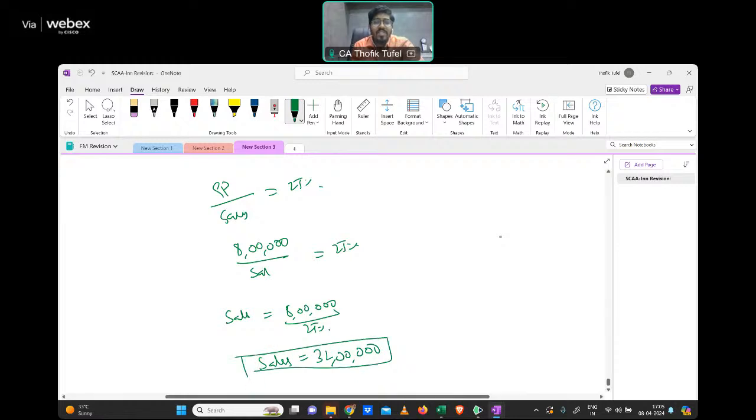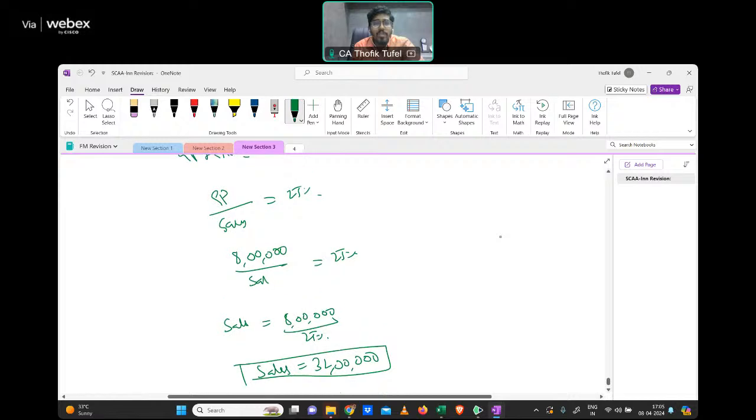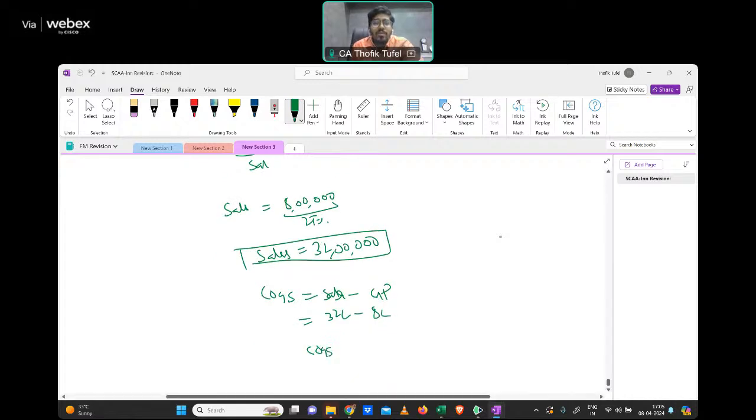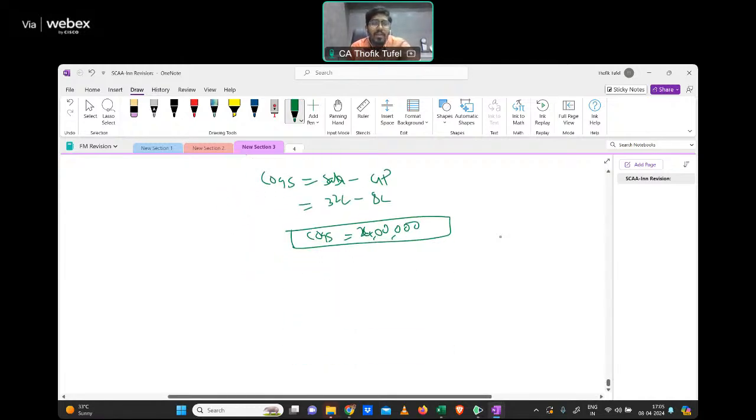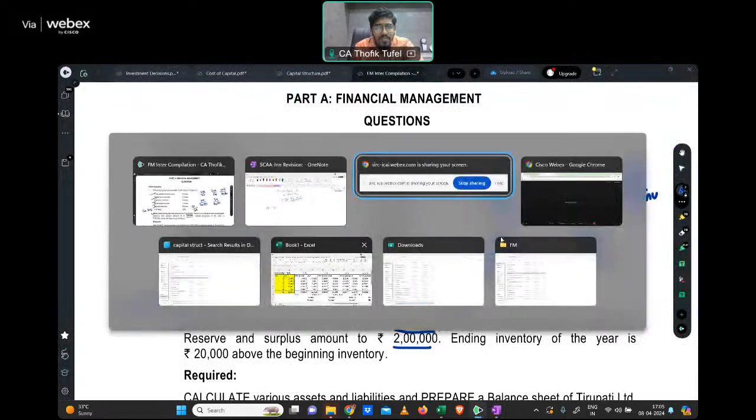So 32 lakh is my sales. Now COGS is nothing but sales minus gross profit. What is my sales? 32 lakh. What is my gross profit? 8 lakhs. So 32 lakh minus 8 lakh is 24 lakh. So COGS is equal to 24 lakhs. Now using the sales, fixed asset turnover ratio. Fixed asset turnover ratio is equal to 8 times.